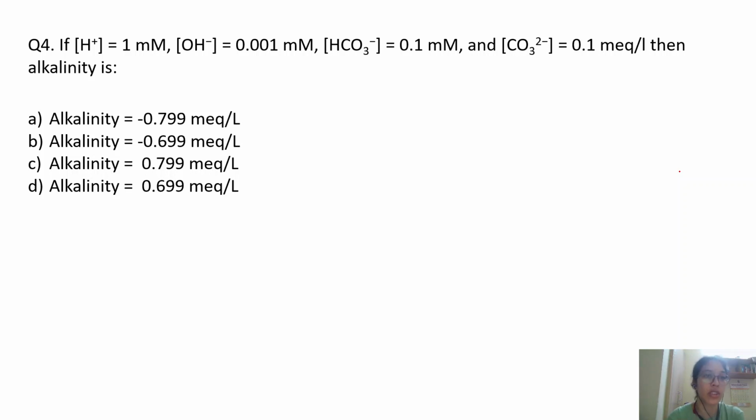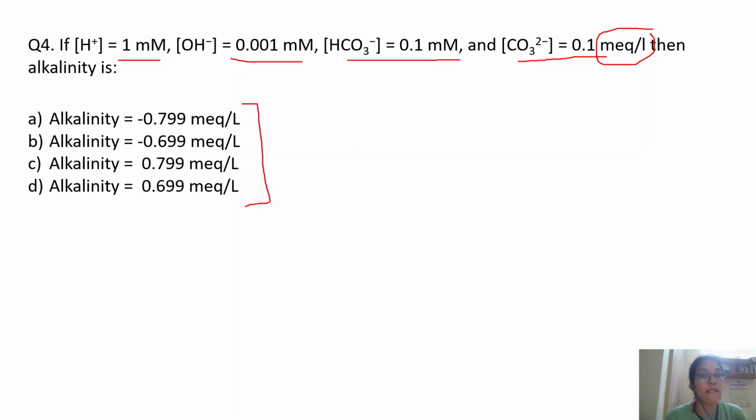So the next question is, if H plus is 1 millimolar, OH is 0.01 millimolar, bicarbonate is 0.1 molar, and carbonate ion is 0.1 milliequivalent per liter. Okay, please have a look at the units very properly. Then what is the alkalinity? Please take some time to understand the question.